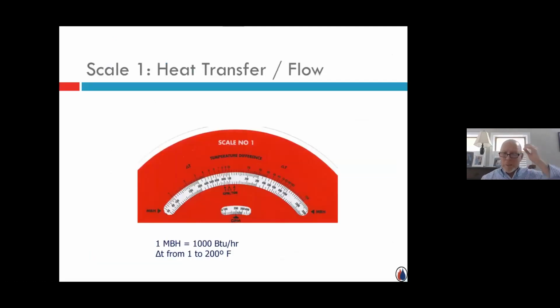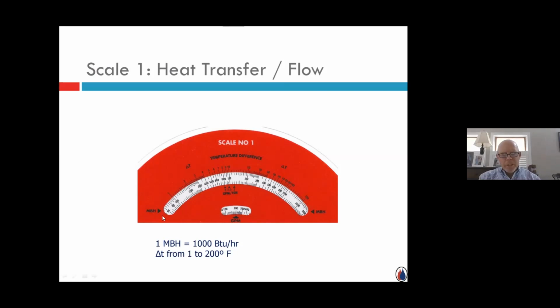So kind of jumping into it, scale 1. Scale 1 references the relationship between heat transfer and flow. And when we say flow, we're going to be referencing this right here. It's a flow rate in gallons per minute. So we'll talk a little bit about that. And just to provide some definitions here, MBH, in this white band here is where our BTUs will reside. So what we're saying here is there's a relationship between BTUs, flow rate, and the third part of that equation is delta T, the temperature difference.